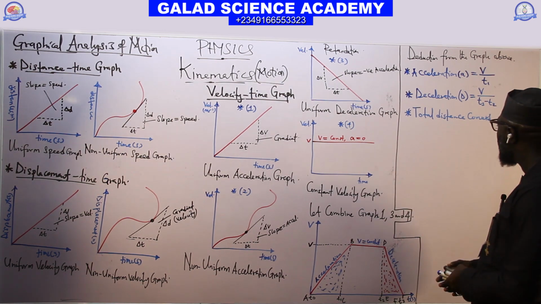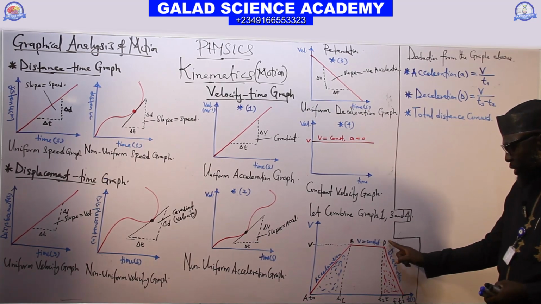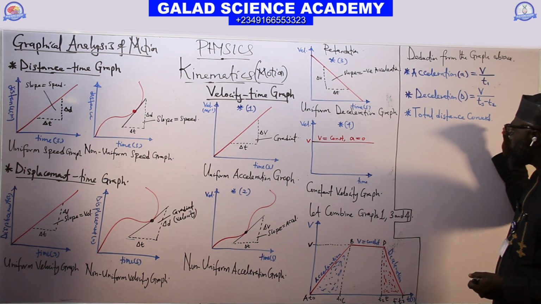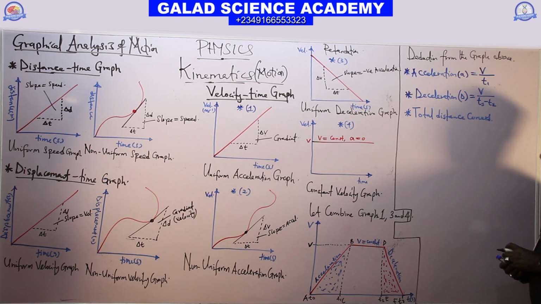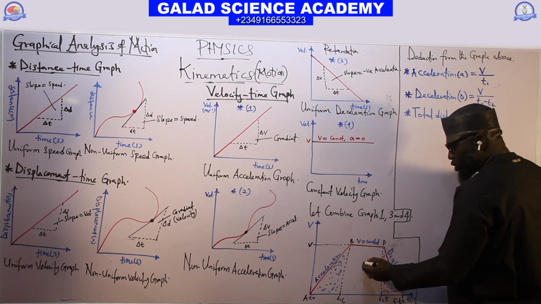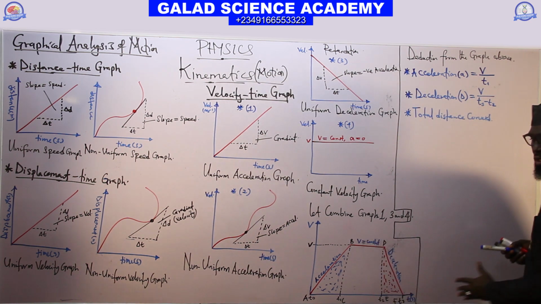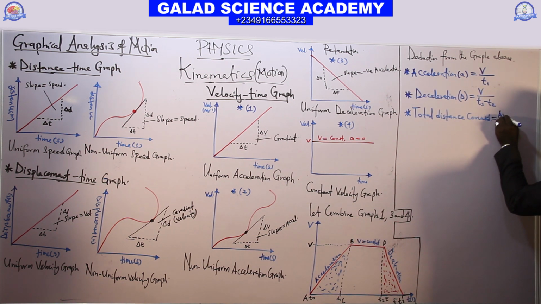So here now, the total distance covered for the body to move from A to B to D to F. So the total distance covered here is the same thing as the area of the shape, is equal to the area of the shape.